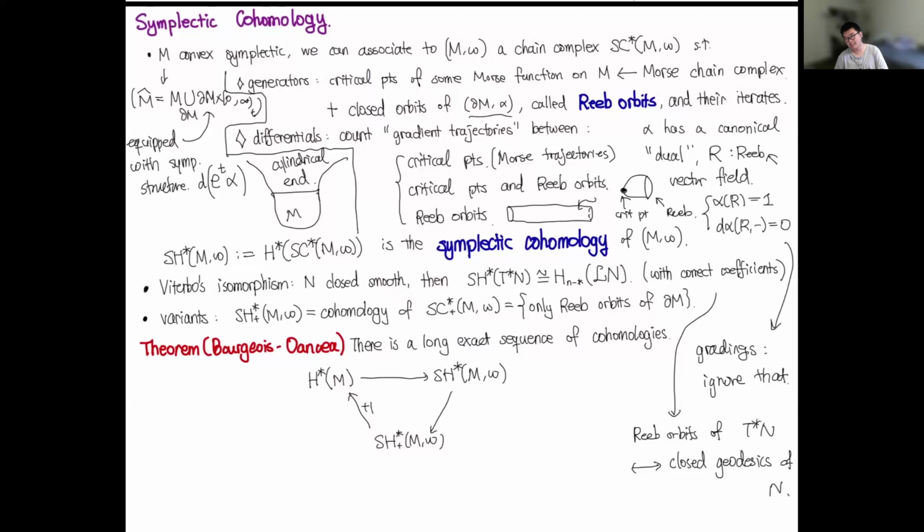So you will see that the homology of the free-loop space looks pretty much like the symplectic homology if you use this definition, because the homology of the free-loop space consists of just critical points of N, plus the closed geodesics on N, where closed geodesics correspond to Reeb orbits, and critical points of N correspond just to critical points of the cotangent bundle, which is homotopy equivalent to N.